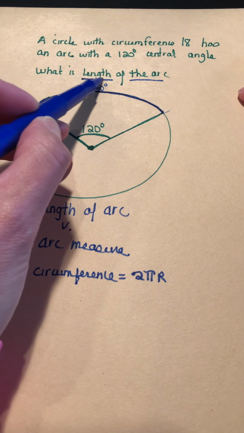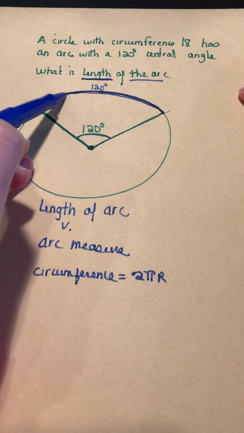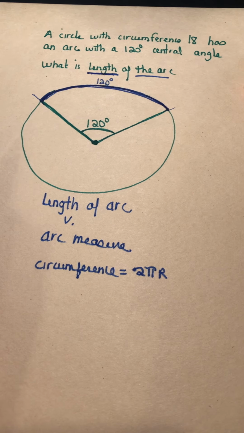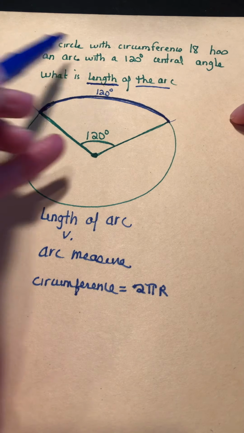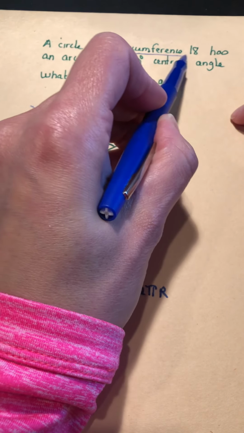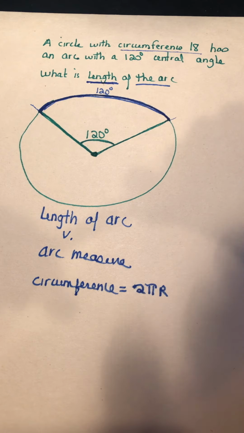It's asking for the length of the arc, right? Like, if I had a string, how long is that? And the way that I think about this, I just sort of use my common sense. I don't even really think about formulas. It's telling me the circumference is 18, right? And the circumference is really the distance all the way around the circle.